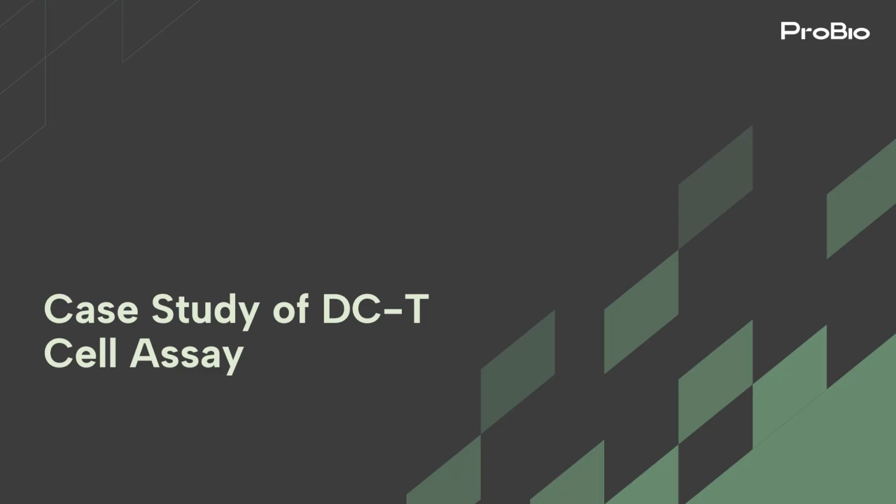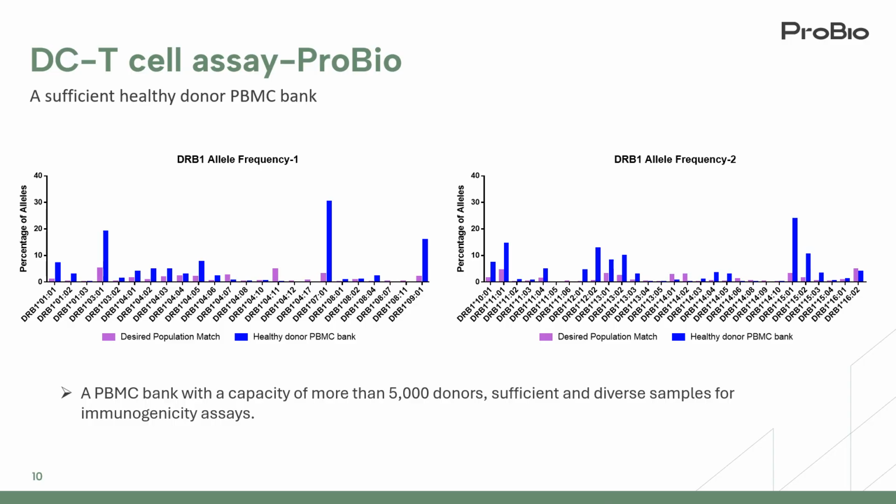Next, we will share more technical details about DC and T cell assays for in vitro immunogenicity assessment. The reliability and the quality of in vitro immunogenicity assessment heavily relies on the diversity of PBMC samples. Probal's PBMC bank comes with the capacity of more than 5,000 donors with similar distribution of a frequency as the real human population.